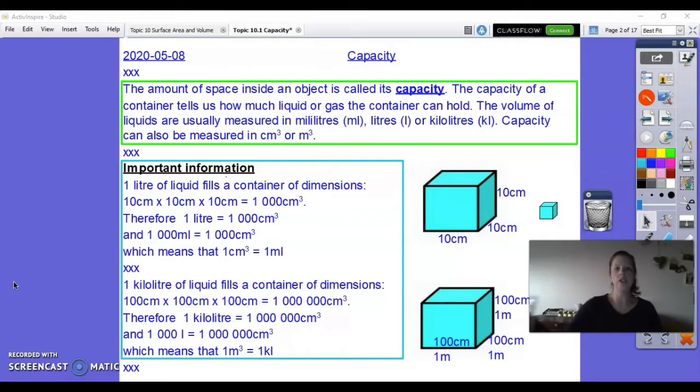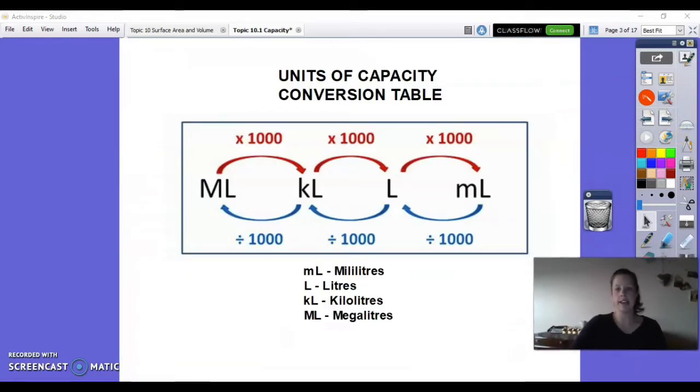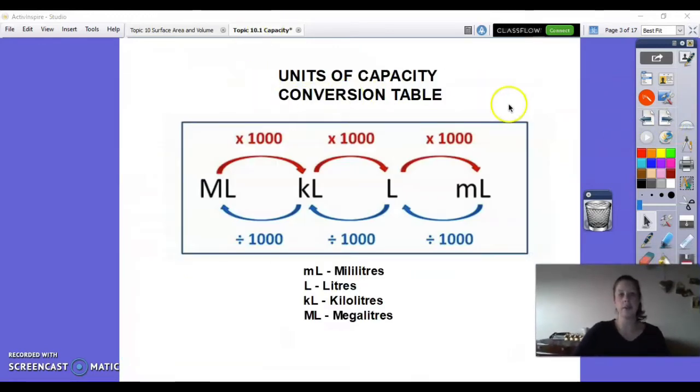Okay, so the capacity of a container tells us how much liquid or gas the container can hold. The volume of liquids are usually measured in milliliters, liters, or kiloliters. Capacity can also, however, be measured in centimeters cubed and meters cubed. I just want to have a look quickly at this slide where we look at our units of capacity and we've got a conversion table.